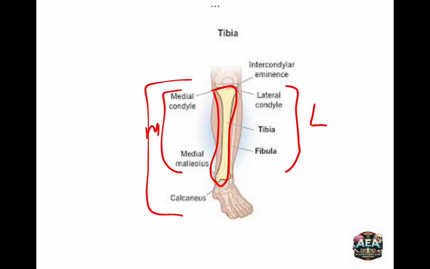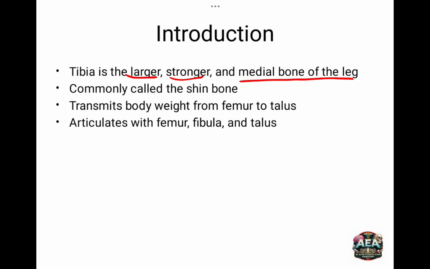But in this video, we are looking at the anatomy of the tibia, which is the medial bone of the leg. It is commonly called the shin bone because if you take your hand down and feel your leg, you see that subcutaneously you can feel a very hard structure. That's the tibia. So it's also called the shin bone. It transmits body weight from femur to talus.